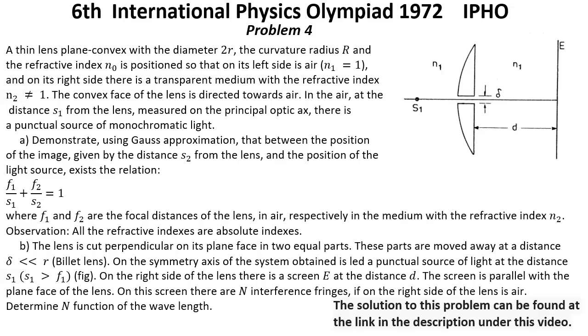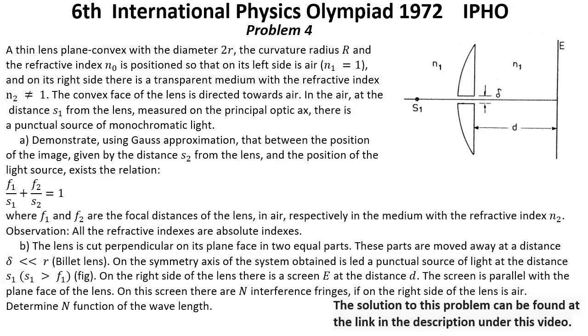Question A. Demonstrate, using the Gauss approximation, that between the position of the image given by the distance s2 from the lens and the position of the light source there exists the relation f1 over s1 plus f2 over s2 equals 1, where f1 and f2 are the focal distances of the lens in air, respectively in the medium with refractive index n2. Observation: all the refractive indexes are absolute indexes.